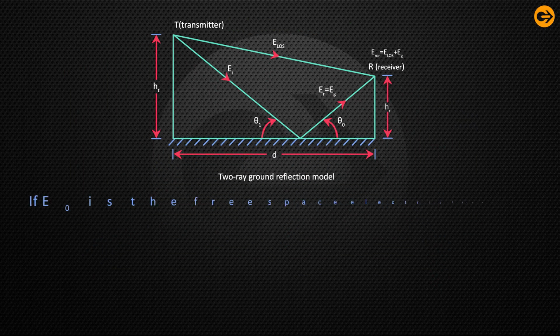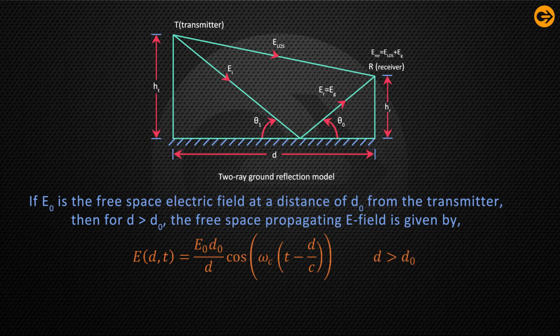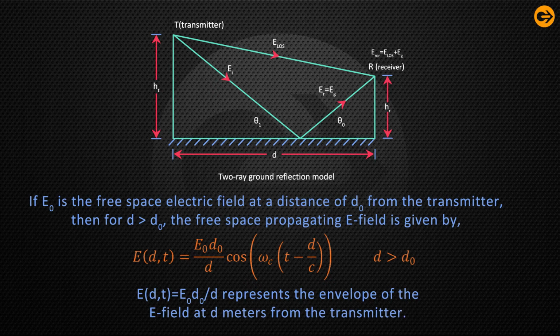If E0 is the free space electric field at a distance of D0 from the transmitter, then for D greater than D0, the free space propagating electric field is given by E(d,t) = E0 D0/D × cos(ωc(t − d/c)), where D is greater than D0. And E0 D0/D represents the envelope of the E field at D meters from the transmitter.